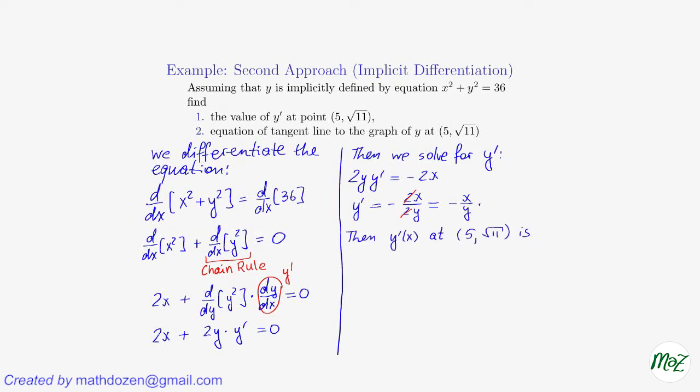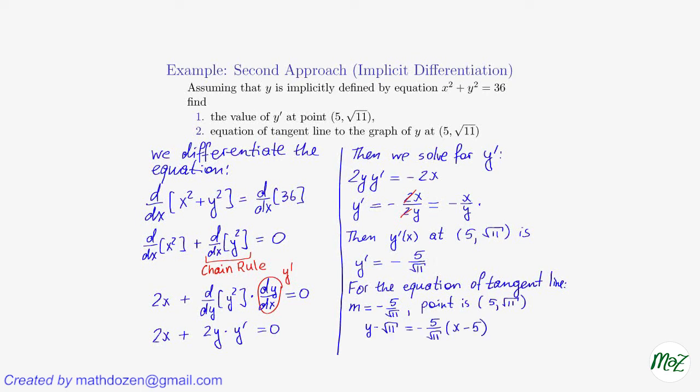Notice that if we plug x equals 5 and y equals square root of 11 into this formula, we arrive at exactly the same result. Y prime is equal to negative 5 over square root of 11. And since we have the same value of the derivative, we get exactly the same equation of the tangent line. The slope is negative 5 over square root of 11, and the point is 5, square root of 11. So the point slope equation looks like y minus square root of 11 equals negative 5 over square root of 11 times x minus 5. And we can solve this for y and arrive at the final version.